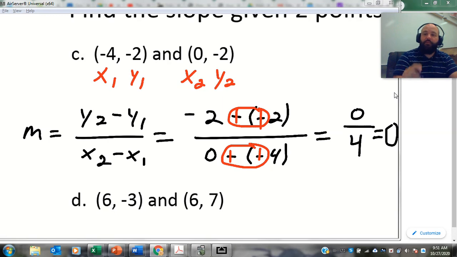Now, when the slope is 0, what that means is there is no rise. When you start at a point, you simply go to the right 4. And so what this type of slope will form is a horizontal line. It'll go straight across the screen. That's a slope of 0.